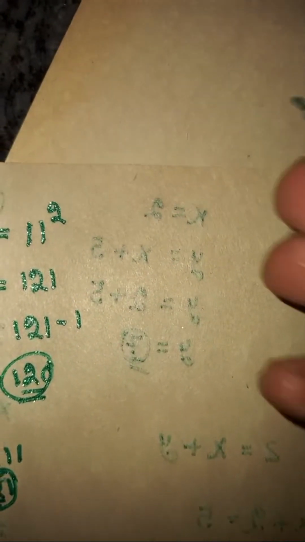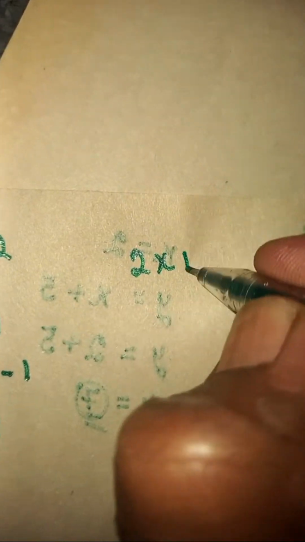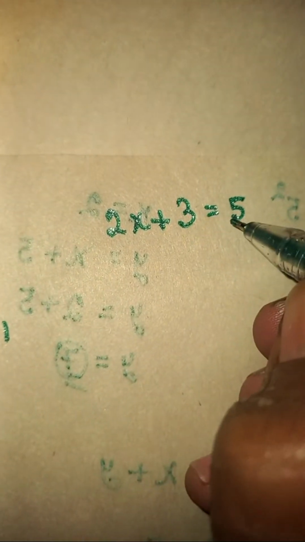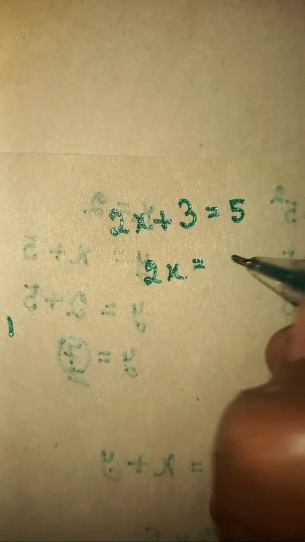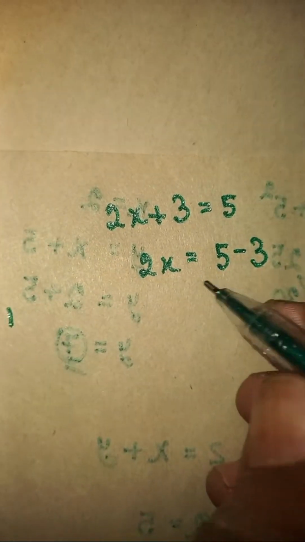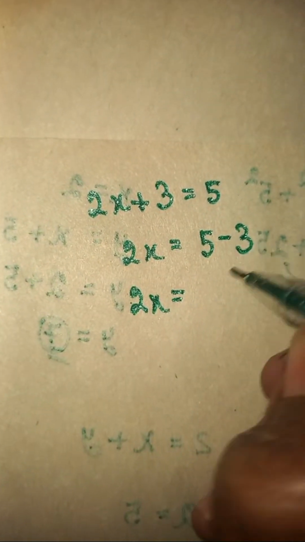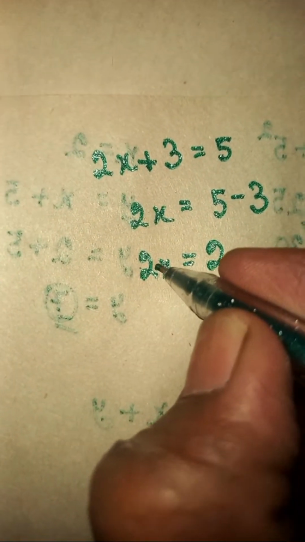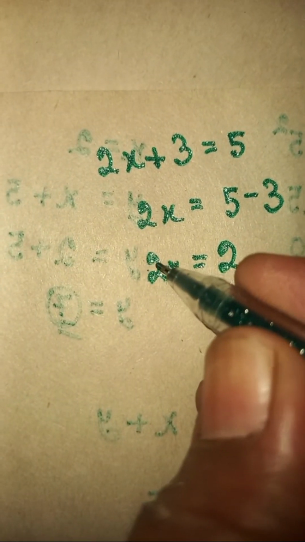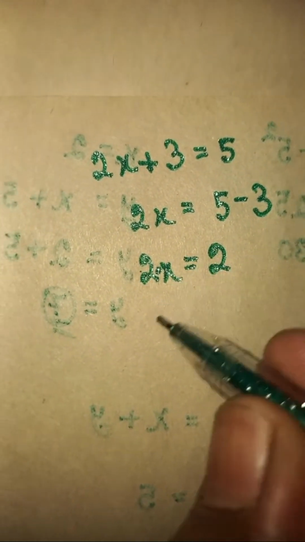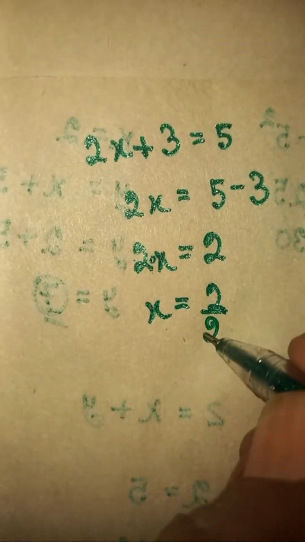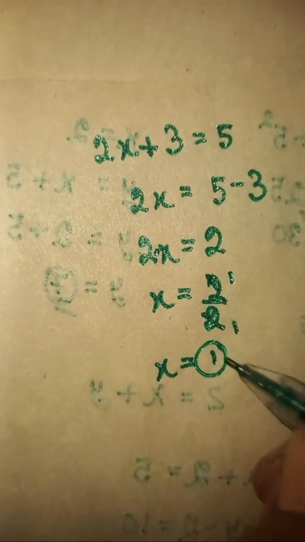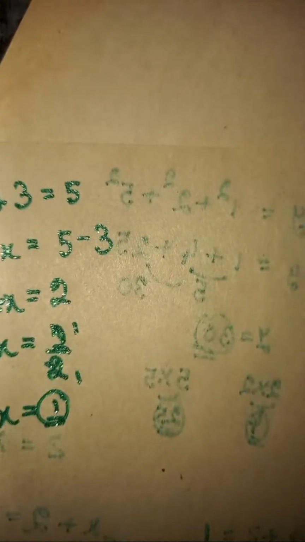Let's take an even more interesting equation, that is 2x plus 3 equal to 5. Now you send this 3 to that side, it becomes minus 3. 2x equal to 5 minus 3. So 2x equal to 5 minus 3 is 2. Now you can write this 2x as nothing but 2 times x. So this 2 comes here, in the denominator. x equal to 2 by 2. You can divide 2 one time, 2 one time. x equal to 1.